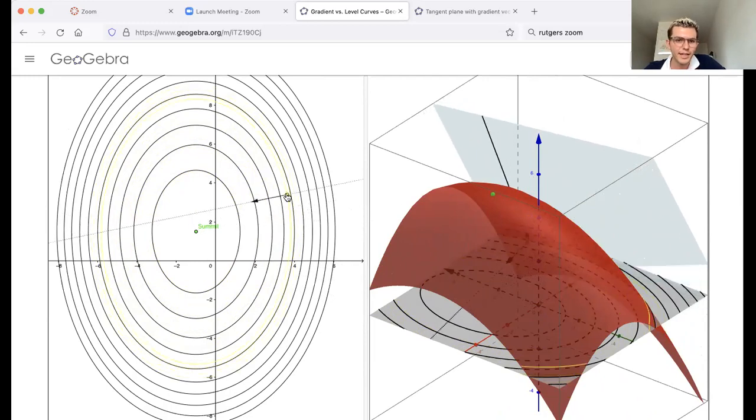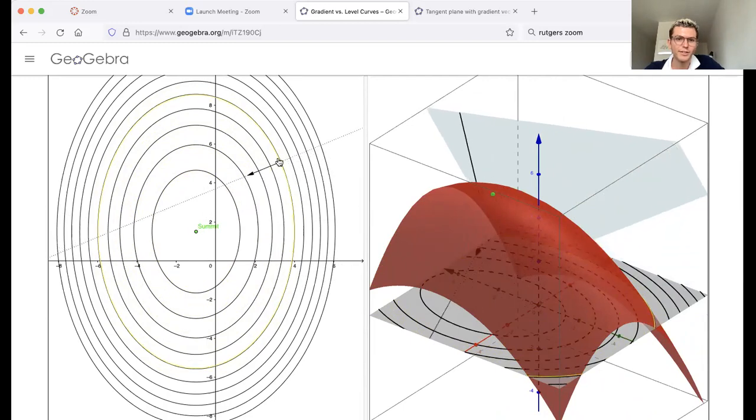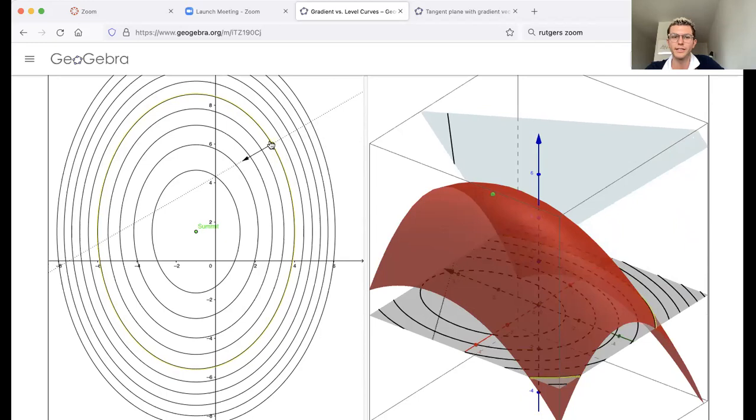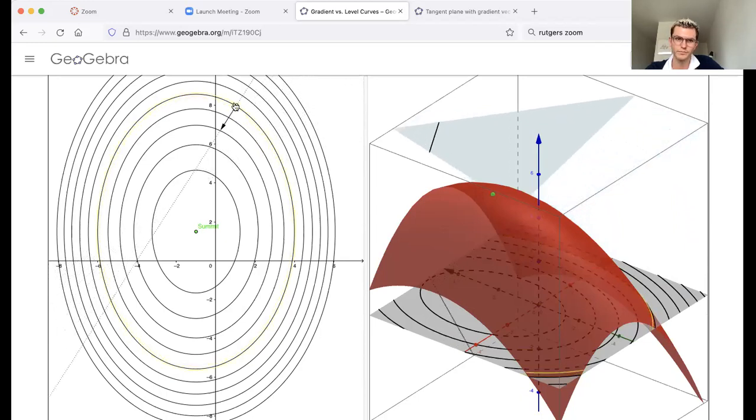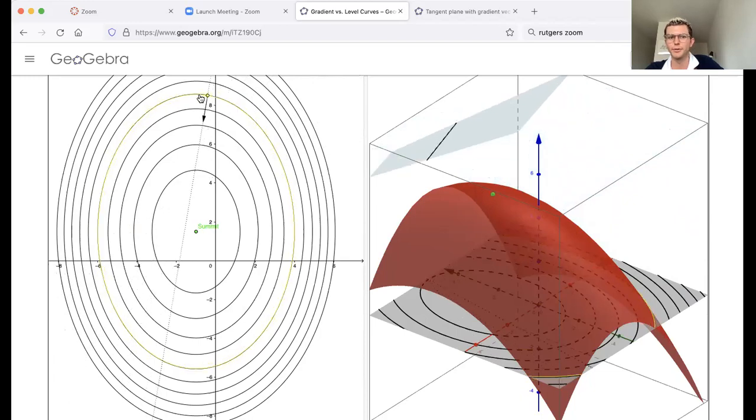But you see, as I move along a particular ellipse, this vector just changes in direction so that it remains perpendicular to it. And I'm just saying this vector is our friend, the gradient.